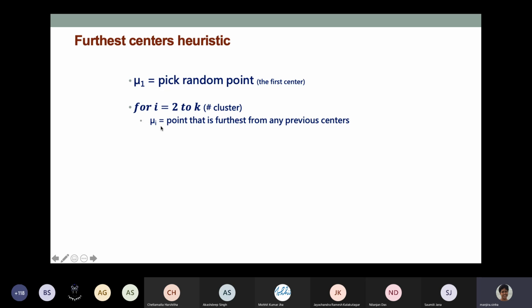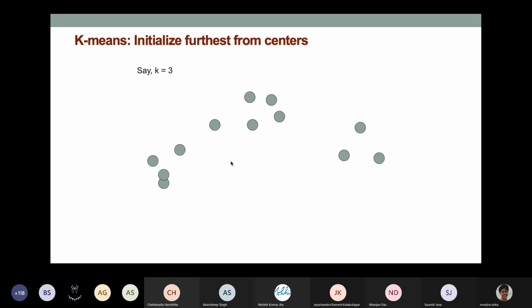How do I pick the 4th cluster center? For the second cluster center, I pick the point that is farthest from mu1. For the third cluster center, I pick a point that is farthest from both mu1 and mu2. For the fourth, I pick the point farthest from mu1, mu2, mu3, like all or any of the 3, and in this manner, I go on picking the 5th cluster center.